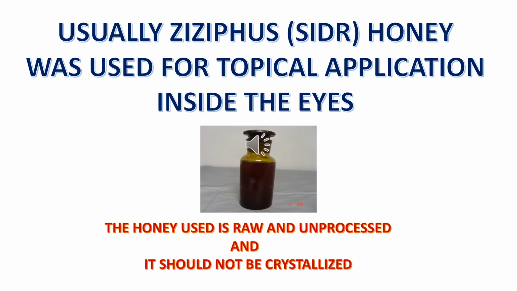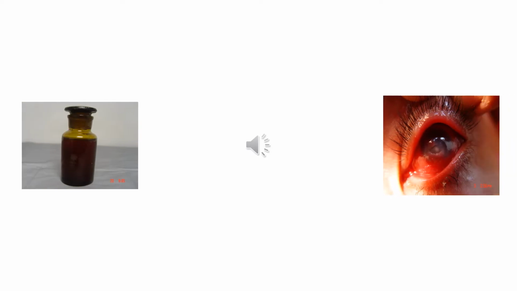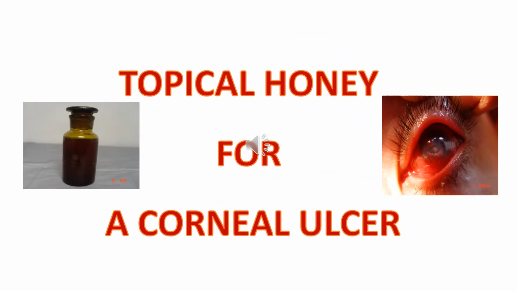For topical honey treatment, we usually use ziziphus or cedro honey, and the honey was raw and unprocessed, and it should not be crystallized. The first eye disorder to be discussed now is corneal ulcer.